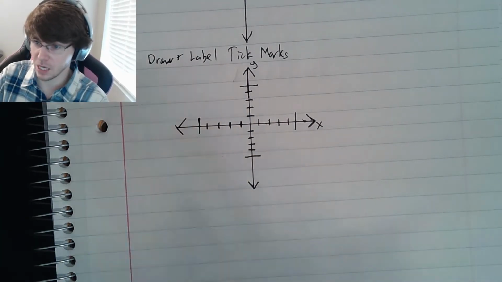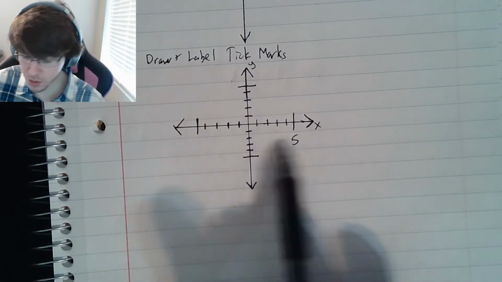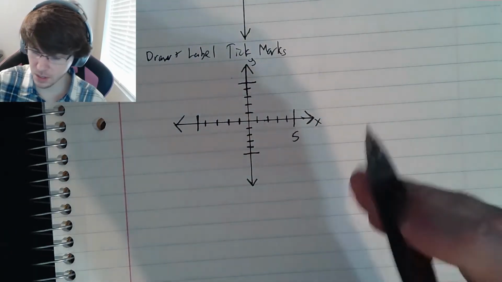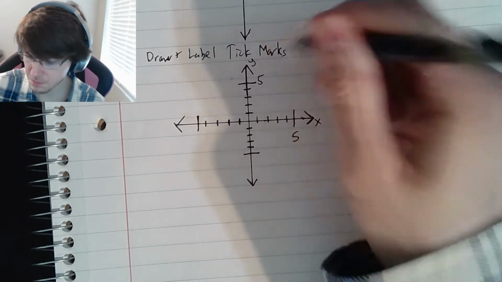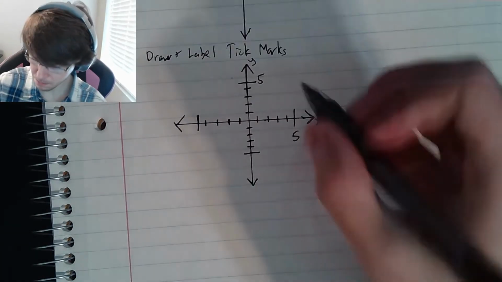You have to label it the same. We're labeling it by 5s here. So it's all 1, 2, 3, 4, 5. And you usually want to label it at least once on the x-axis and once on the y-axis. Easy enough. If you want to, you can also label the negatives.